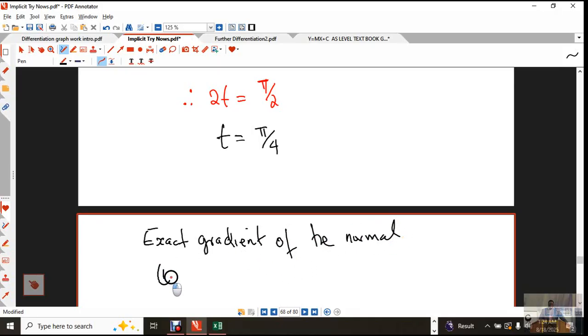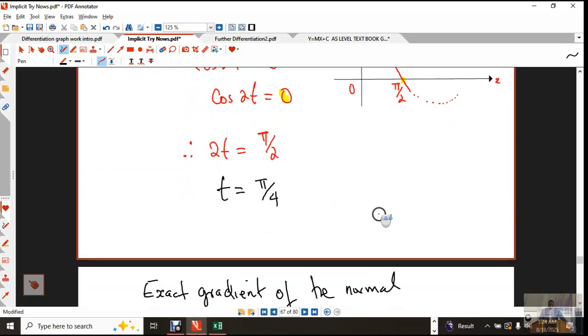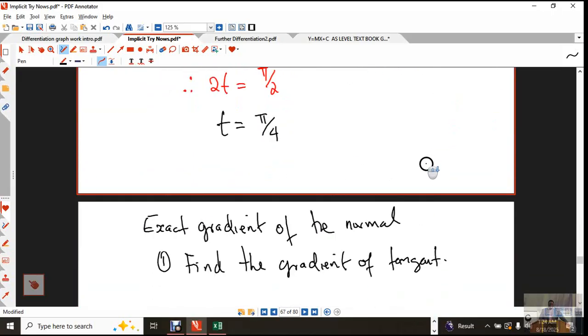So, one, we have to find the gradient of the tangent. That would be 1. And how do you find the gradient of the tangent? Well, this happens at dy dx. You just go get it.